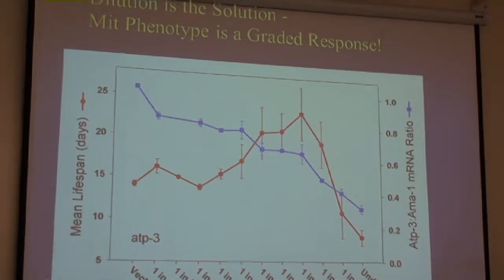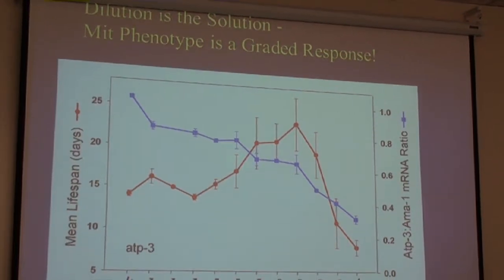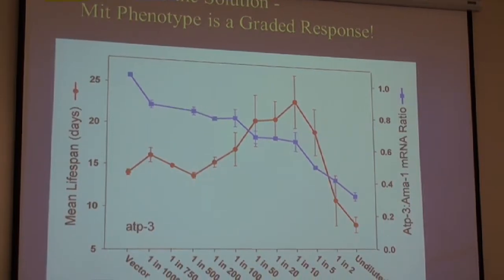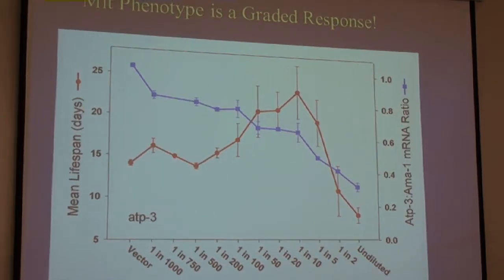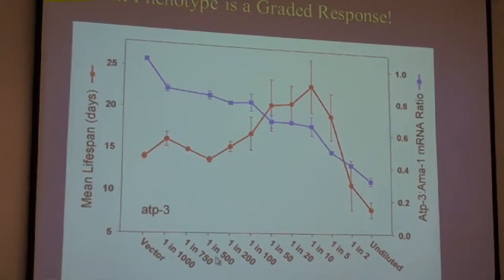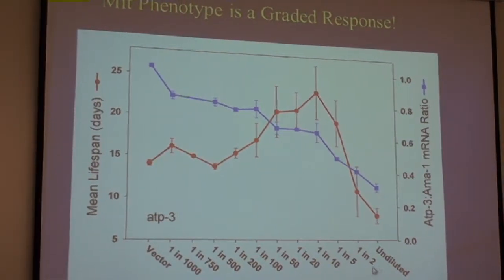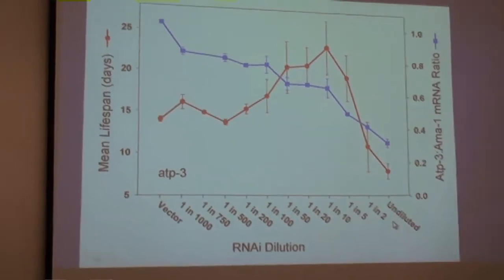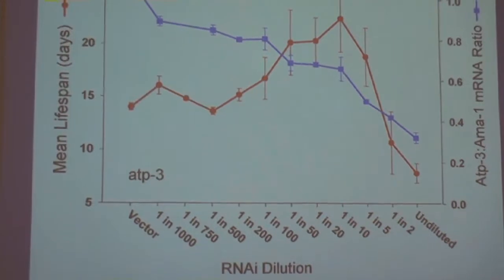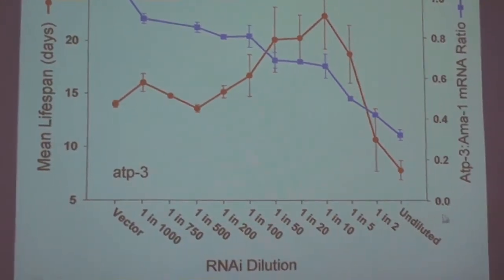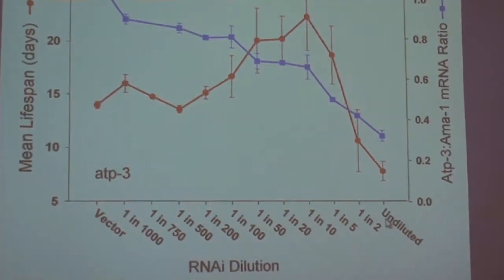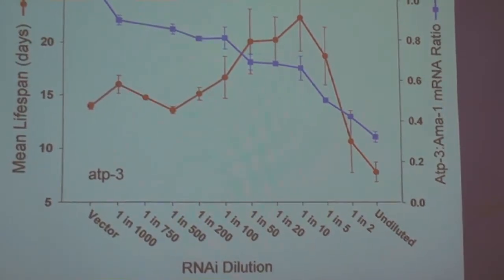Okay, so here's one of the solutions for why worms are different from humans. Dilution is the solution. That means that the phenotype is a graded phenotype. So in actual fact, worms aren't really that different from humans after all. And that's kind of illustrated here. What we've got is what we've termed an RNAi dilution series, where we've just taken a feeding RNAi construct. I was telling you about how you can feed double-stranded RNA to worms. This is against ATP3. And we're progressively knocking down from vector alone, and increasingly knocking it down. So we're just diluting the bacteria with bacteria that contain empty vector.